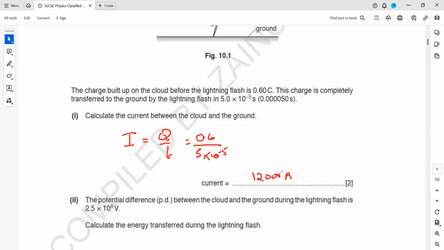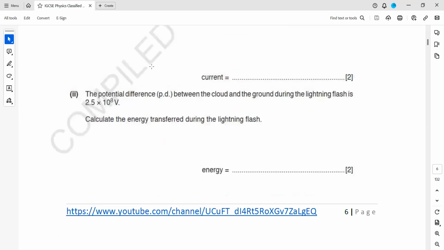So it is 12,000 amperes, which is a very high current, because even 3 or 4 amperes is considered a large current. It is very high because the time is so short. That's why the current is very high.